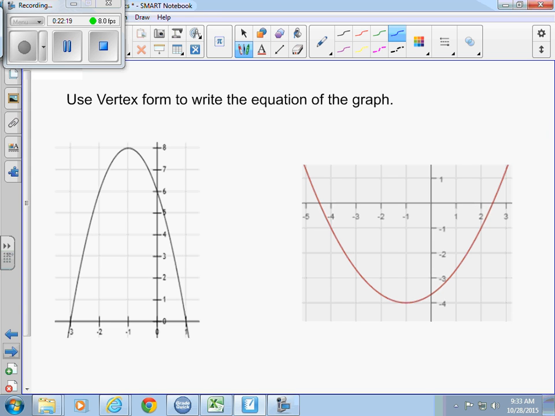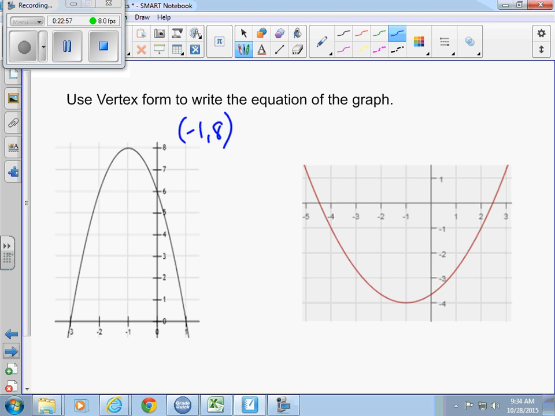Okay. This is a question you're going to have on your homework tonight, and this is a pretty tough question. The next two slides are the hard stuff of the day. Use vertex form to write the equation of the graph. Now, what's easy to pick out in vertex form? The vertex. That I can do, and so that part will be pretty easy. The vertex on this one looks to be (-1, 8). Does everyone agree? Yes.